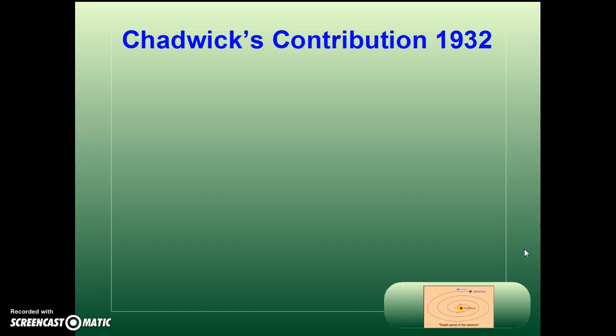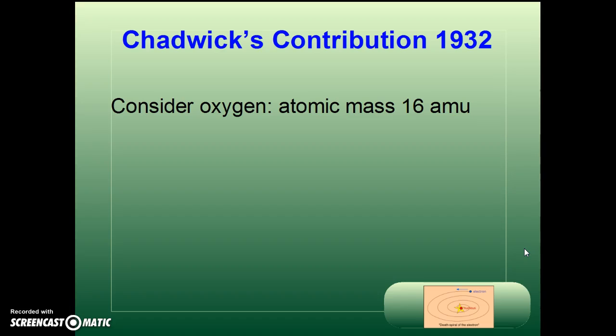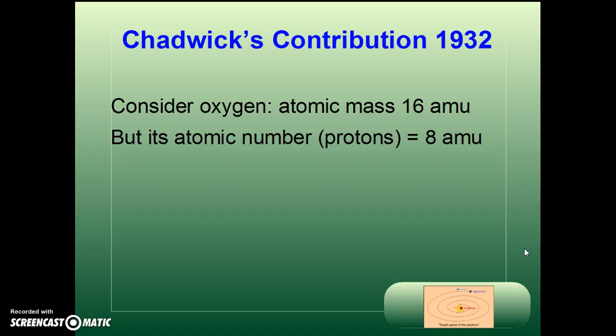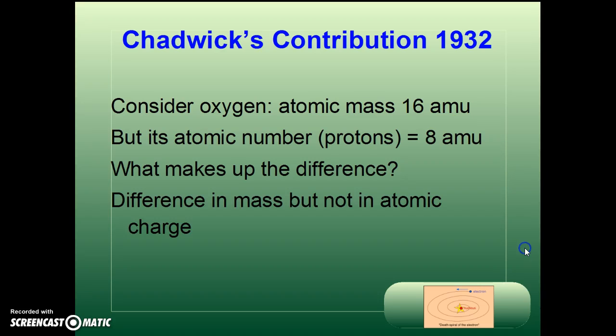Chadwick in 1932 made his contribution. If you consider oxygen, the atomic mass of oxygen is 16 AMUs, but its atomic number, the number of protons, is 8. What, he would ask, makes up the difference? There is a difference in mass, but not in atomic charge. And through a very, very clever experiment, he found the neutron. The neutron has a mass of 1 AMU, but it has a charge of 0.